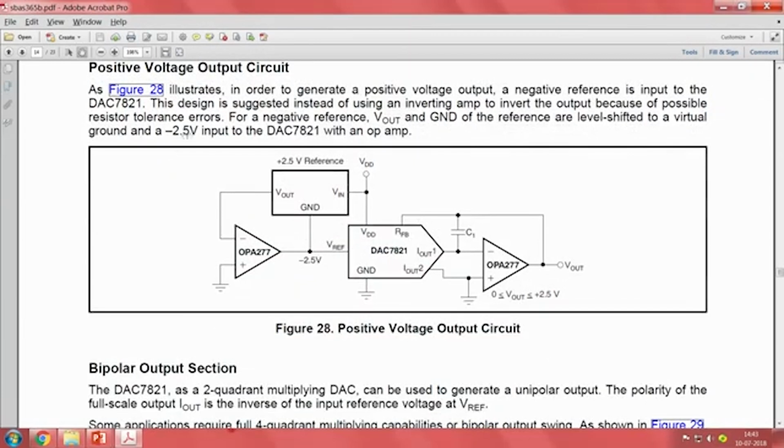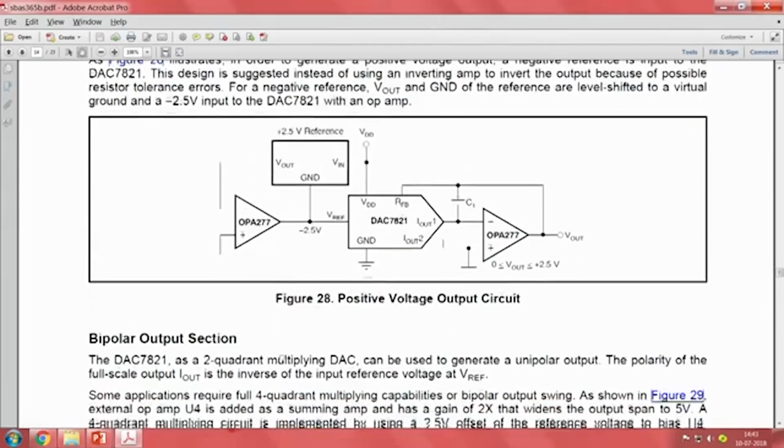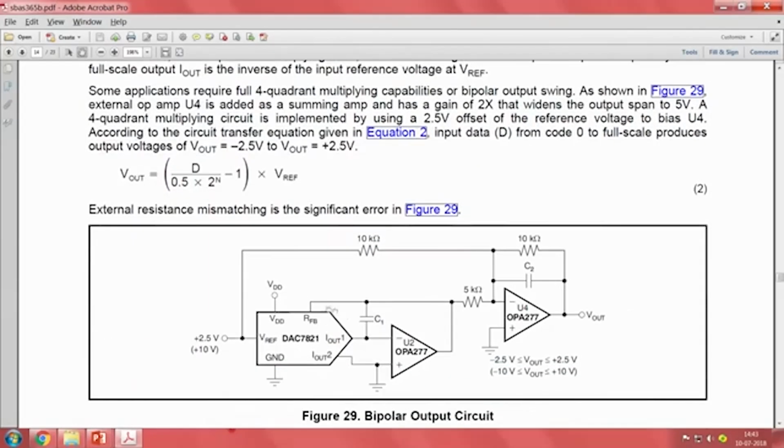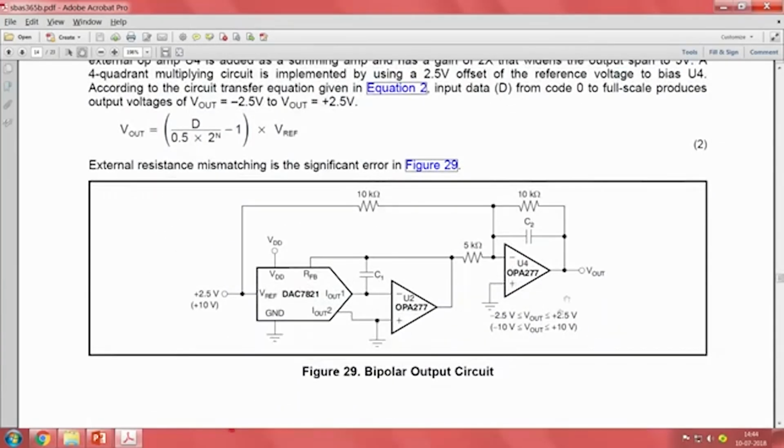Then positive voltage output. By design, the output of this DAC is negative. So if you want to make the output positive, what should you do? That circuit they have given, and you can always go through it in detail. Then bipolar output selection, where you want a bipolar output, plus or minus. See here, the full scale produces output voltages of V out equal to minus 2.5 volt to plus 2.5 volt. By default we would see only voltage from 0 to 5 volt or 0 to 15 volt, but if you want a bipolar output, you can also do that with the circuit they have shown.